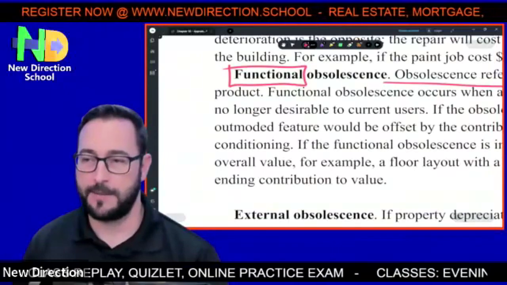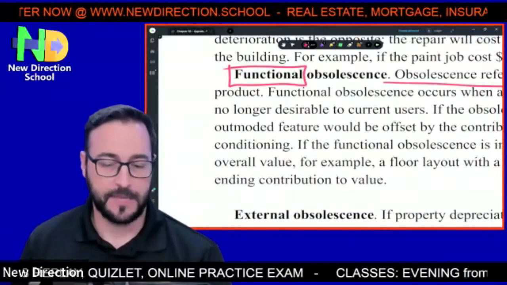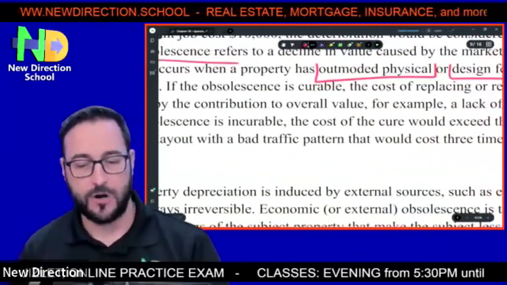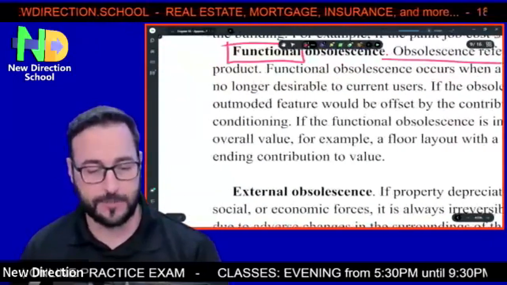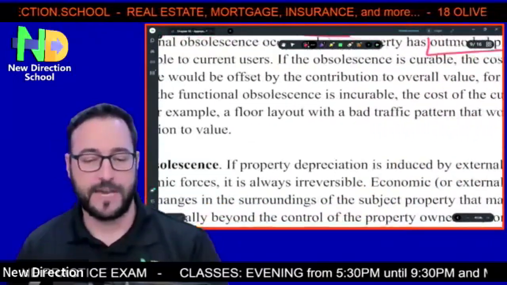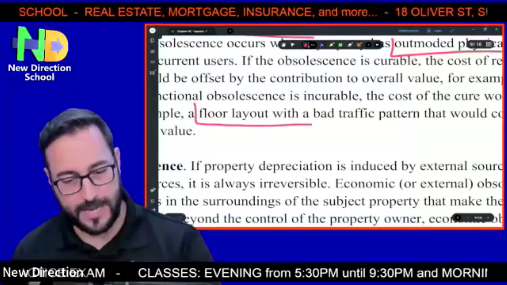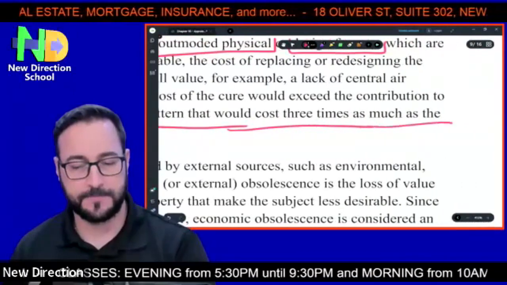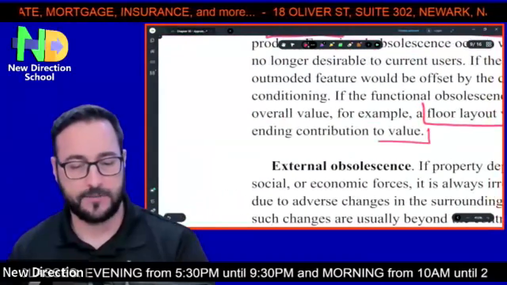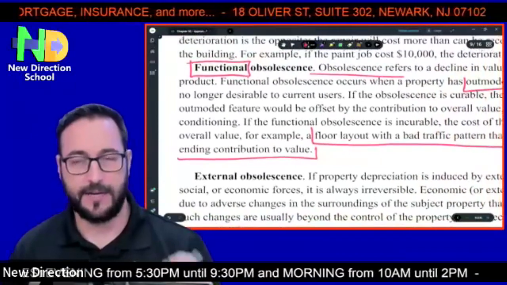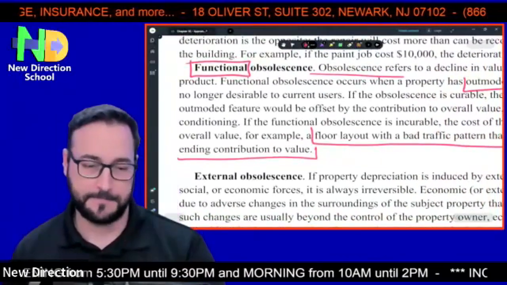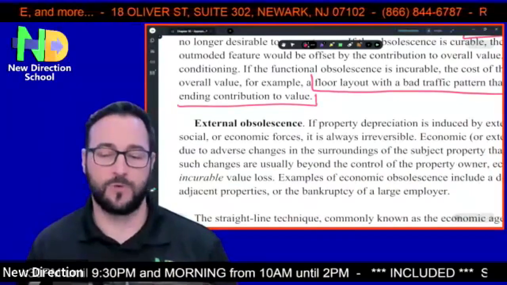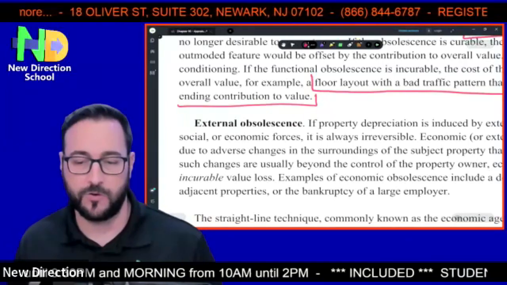If you put central air, what happens to the value? Goes up. But if the functional obsolescence is incurable, the cost of the cure would exceed the contribution to the overall value. For example, a floor layout with bad traffic pattern would cost 3 times as much as the ending contribution to value. Okay, I underlined this for a reason. I'll explain that in a second. So the floor layout with a bad traffic pattern would cause to be incurable value, right?